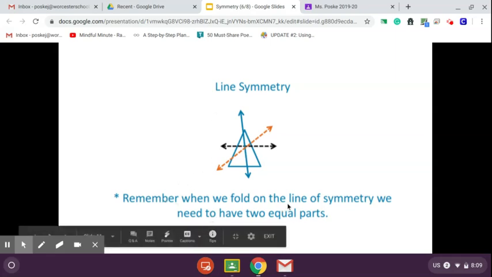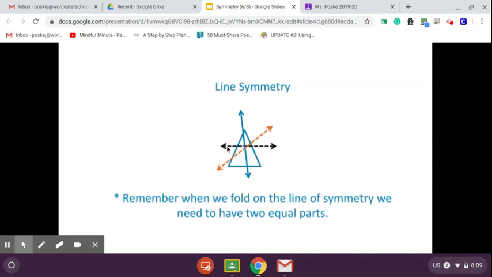So remember, when we fold on the line of symmetry, we need to have 2 equal parts on each side. So like this black line, it's not going to work because if you fold this down or if you fold this part up, it's not going to match. It's not going to be the same. This orange line, it's not going to work either because when you fold this part down or when you fold this part up, it's not going to match. Same thing with this line. If you fold it, it'll be close, but it's not going to match. It's not going to have that same mirror image.